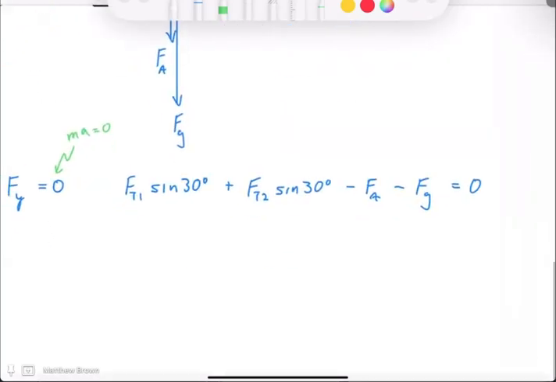Okay. Sine of 30 degrees is just 1/2, right? So FT1 plus FT2 times 1/2, minus FA, which I think I said was 784, minus FG.